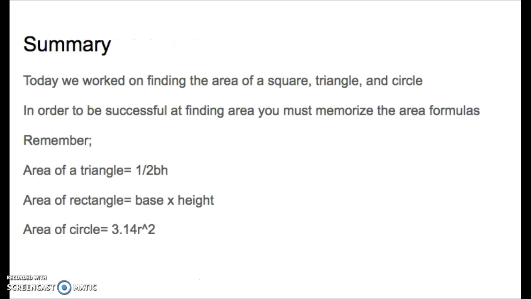A summary of today's lesson is that we worked on finding the area of a square, triangle, and circle, given many examples. In order to be successful at finding the area, you must memorize the area formulas. To quickly go over the formulas, you have to remember that the area of a triangle is half times base times height, the area of a rectangle is base times height or length times width, and the area of a circle is 3.14, or pi, times the radius squared.